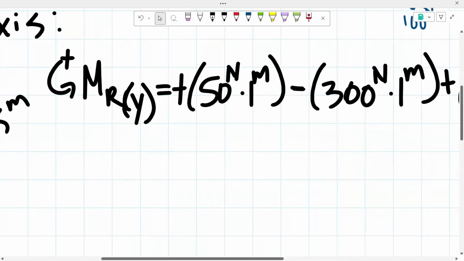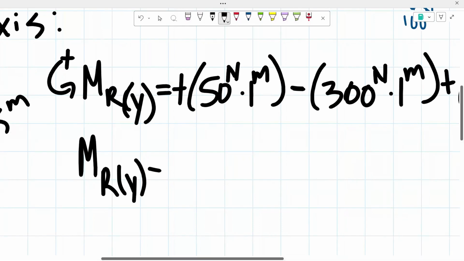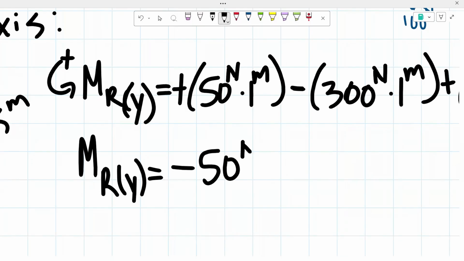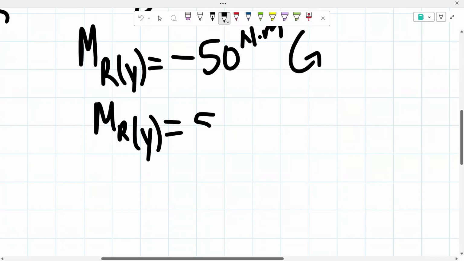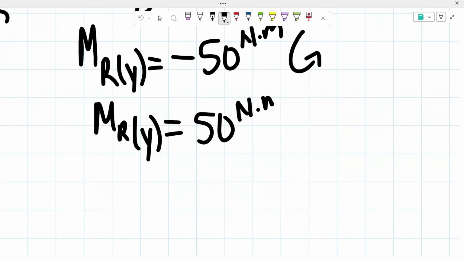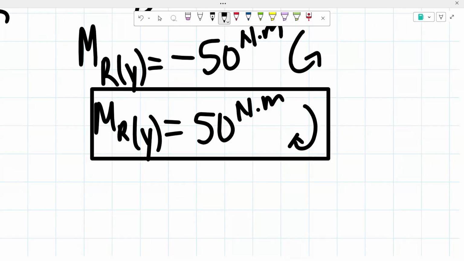From there, we add up all of our moments, so we end up getting that our resultant moment about the y-axis is equal to negative 50 Newton meters going counterclockwise, but we want to deal with positive numbers, so our resultant moment about that y-axis is 50 Newton meters going counterclockwise. And just like that, we were able to determine our resultant moment about that y-axis and its direction.